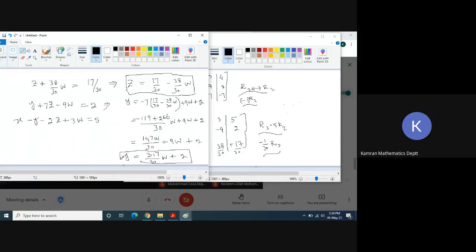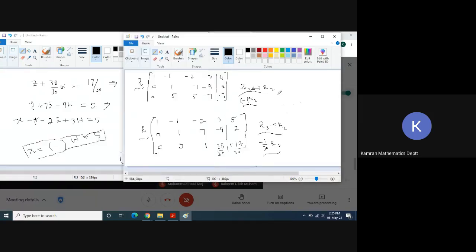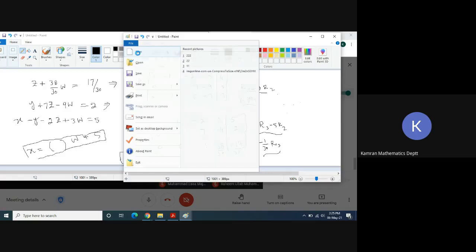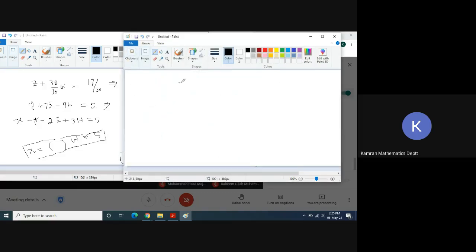Similarly, find x. Similarly, we can find x in terms of w. x will also be some number into w plus 5. So we will have a solution like this. x is equal to 5 plus or minus some constant into w.